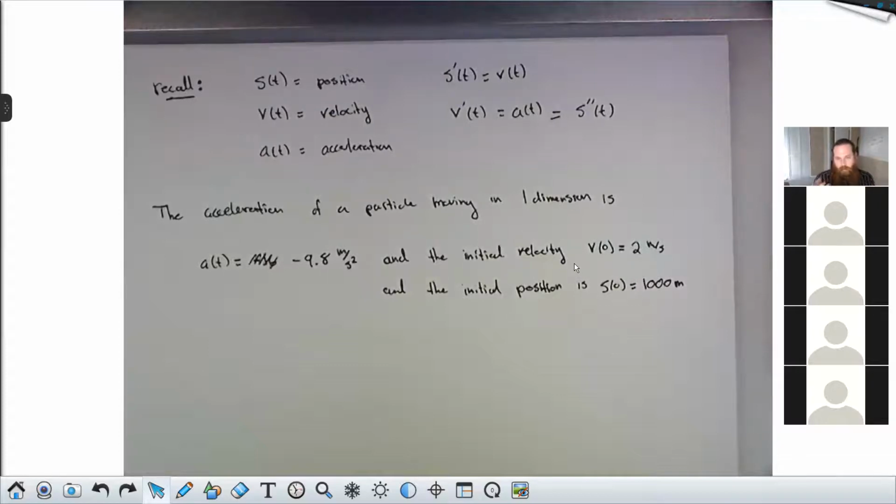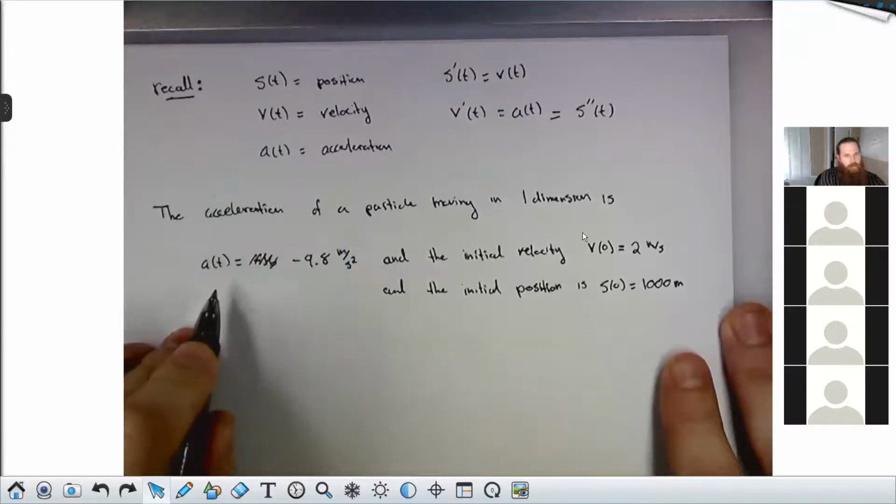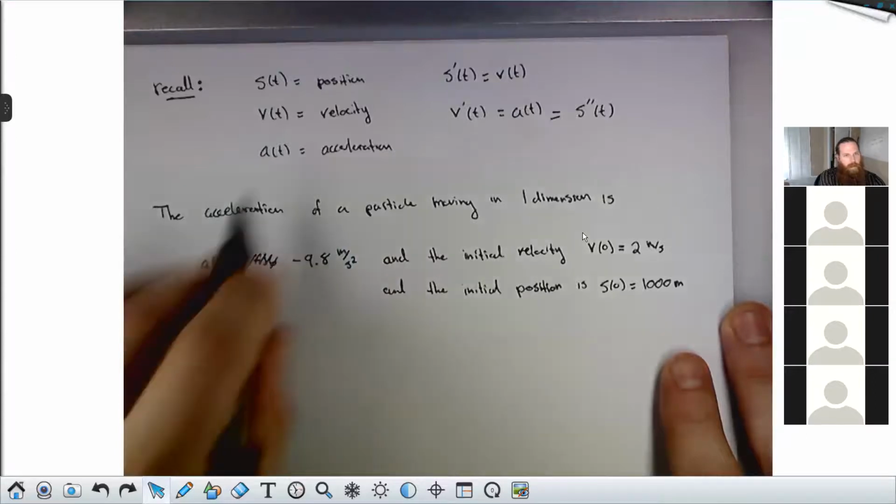This is a morbid example, but this is how gravitational acceleration works. Acceleration due to gravity is a constant, 9.8 meters per second squared, here on the surface of the Earth. It depends on your altitude a little bit, but this is the standard. I would begin by taking the antiderivative of acceleration to go back to velocity.